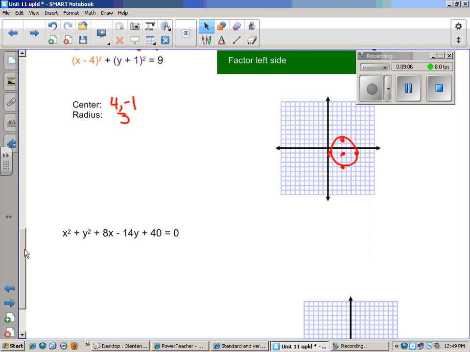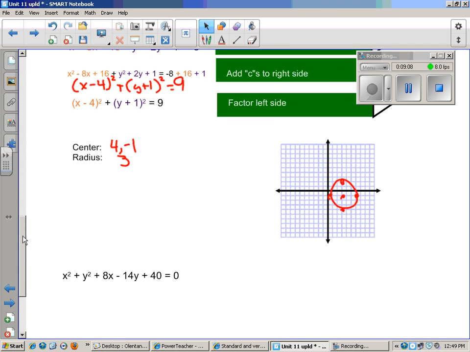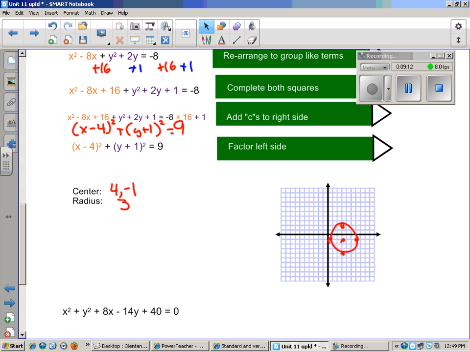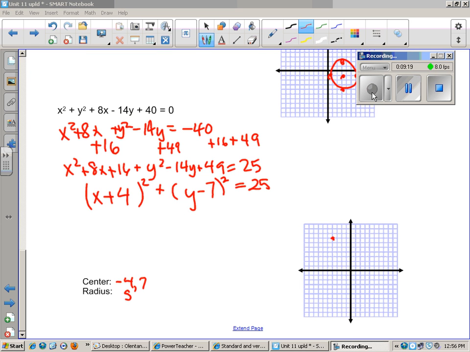All right, so let's see if you can do it. Do we need to see the steps or do you write them down? Okay, here's the equation. See if you can follow the steps. And so I graph negative 4, 7, and then I go up 5, right 5, down 5, and left 5. 1, 2, 3, 4, 5. And draw in my circle.